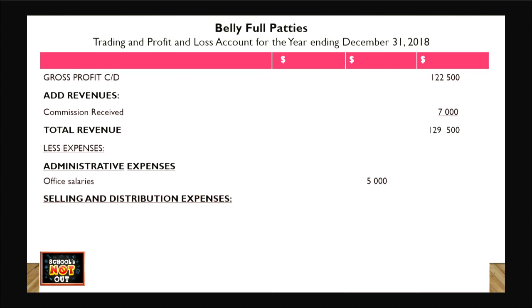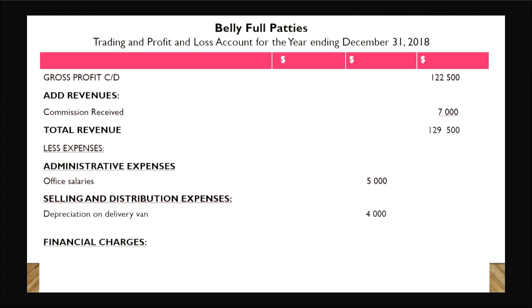The next expense that I have is selling and distribution expenses. My example here is depreciation on delivery van, a figure of $4,000. Then we have financial charges. My example here, bank charges, a figure of $1,000. What we do here now, students, is add all our expenses, the $5,000 plus the $4,000 plus the $1,000, and we get a total of $10,000.